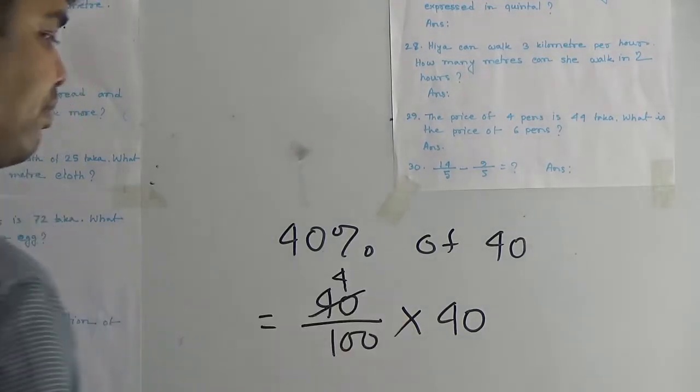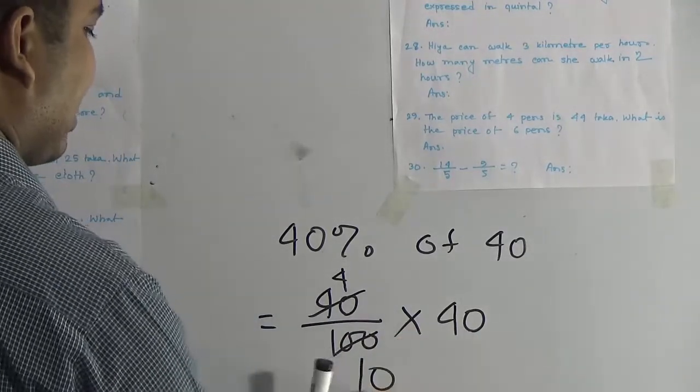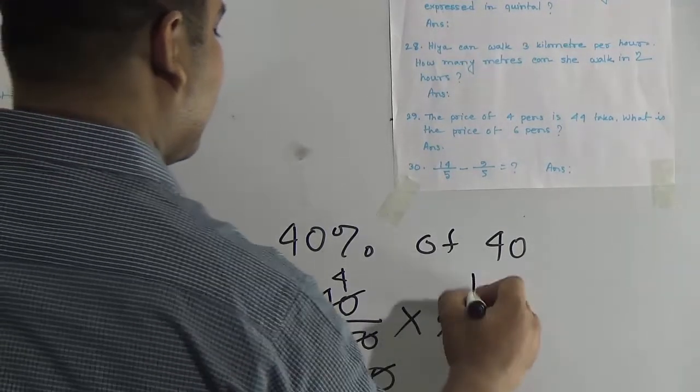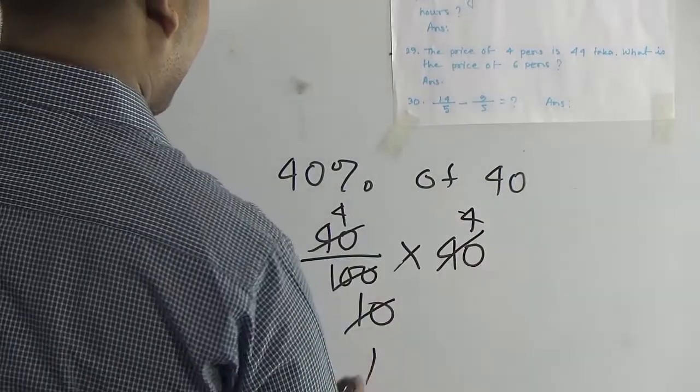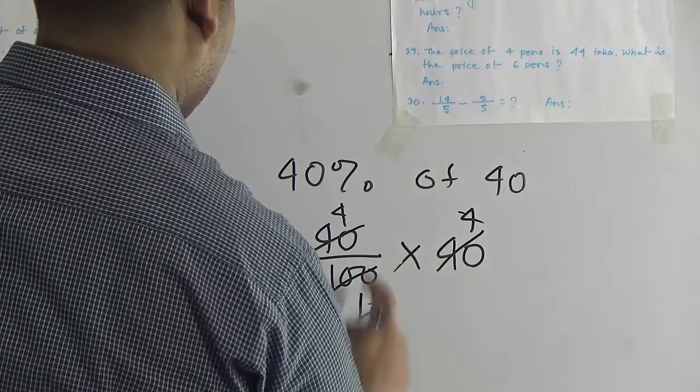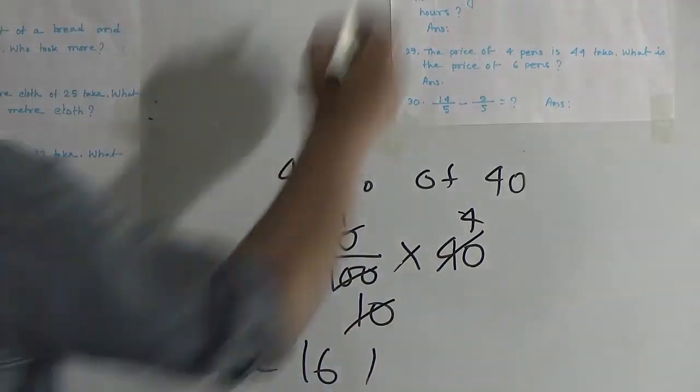4 tens are 40 and 10 tens are 100. Now we cut this 40 and 10. 10 ones are 10 and 4 tens are 40. Now numerator 4 and 4 and denominator 1. So we multiply 4 with 4 and we get 16. So 16 taka is the answer. Okay.